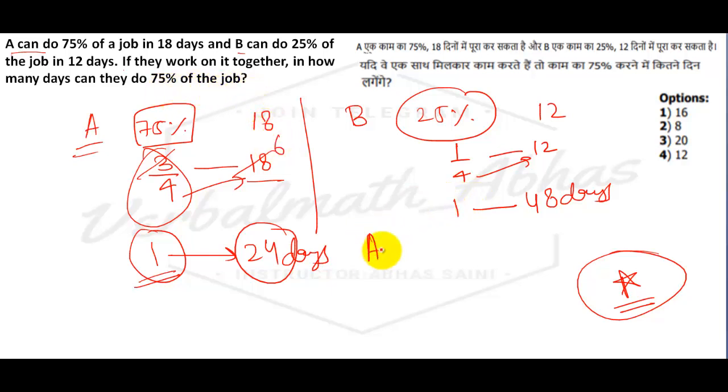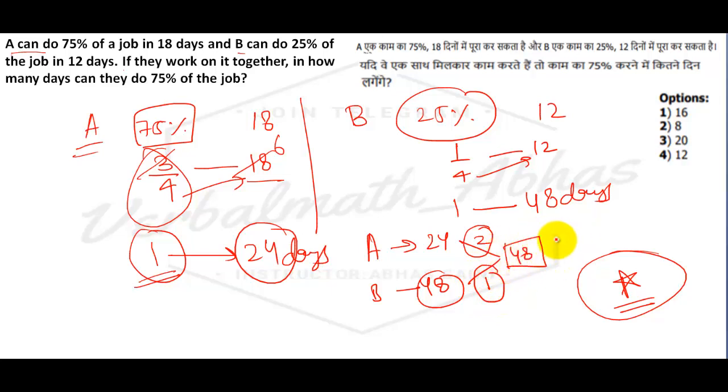So just take the LCM. A can do the complete job in 24 days. B can do the complete job in 48 days. LCM will be 48 here. The efficiency of B will be 1 and the efficiency of A will be 2. It means A can do 2 units of work in 1 day and B can do 1 unit of work in 1 day. Okay, and 48 is your complete work. But in the given question, it is mentioned that you have to complete 75% of the job. So 75% means 3/4. So I just multiply 48 by 3 by 4. So here it will be 4. So it means the work is only 36.